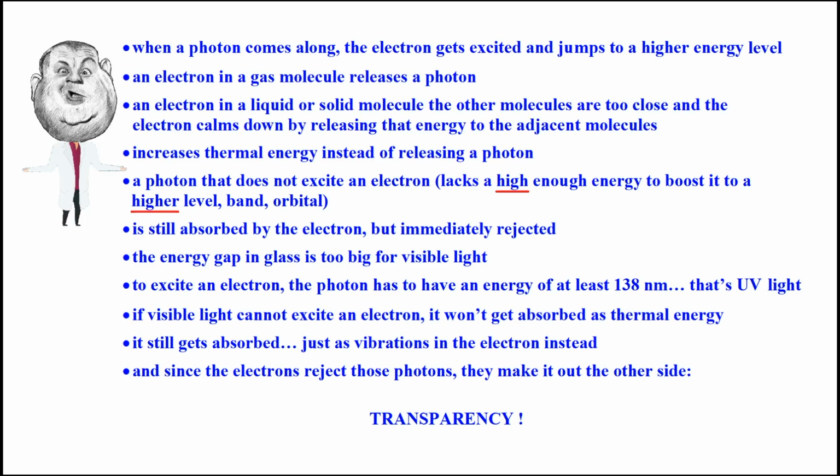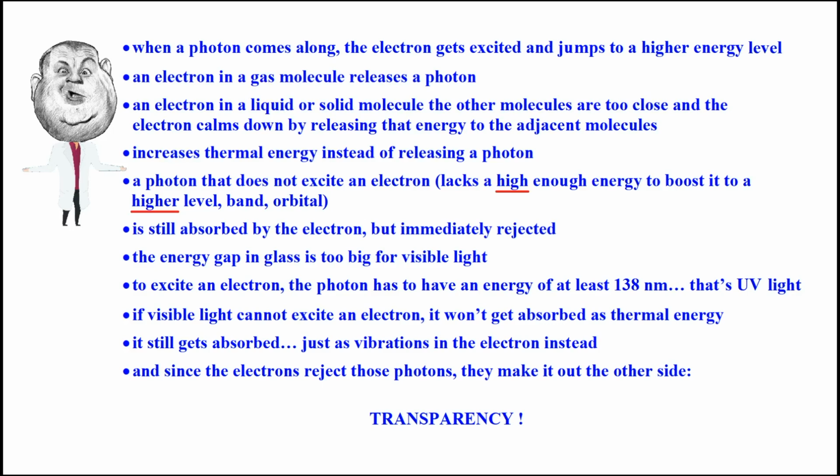The energy, here's the important part, okay? The energy gap in glass is too big for visible light. So you have visible light that goes somewhere from the red to the blue, okay? Infrared is a little beyond our capability to see, and ultraviolet is above our ability to see. Okay, so it is absorbed by the energy, but immediately rejected. The energy gap in glass is too big for visible light. To excite an electron, the photon has to have an energy of at least 138 nanometers. That's UV light. So UV light is invisible to us. And so if you want to excite that electron, you can't do it with visible light. You need to get to that edge where visible light becomes UV light, higher energy. And at that point, then, yes, the electron gets bumped to the higher energy level, and that electron or that atom, that substance, becomes opaque.